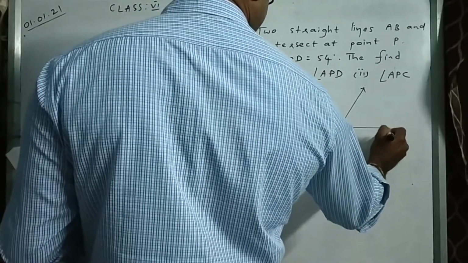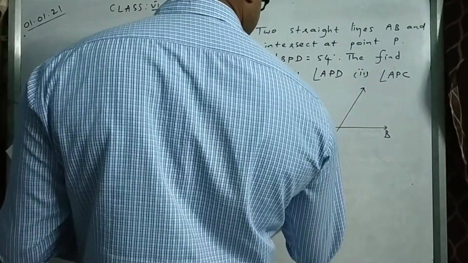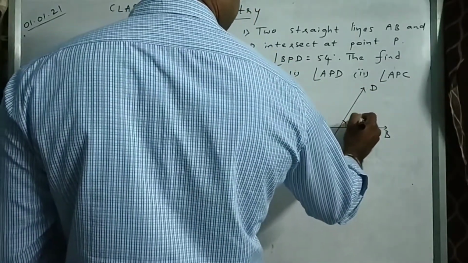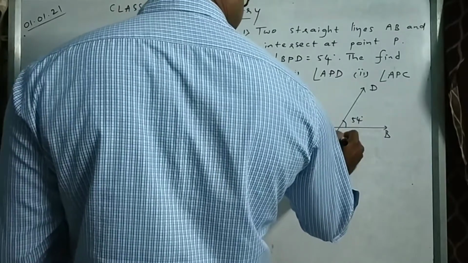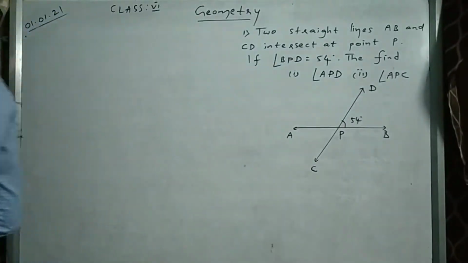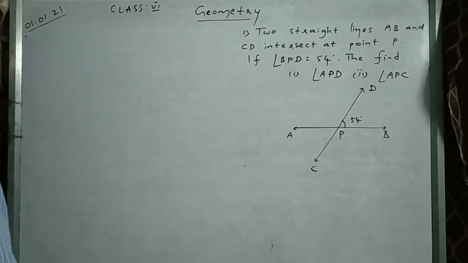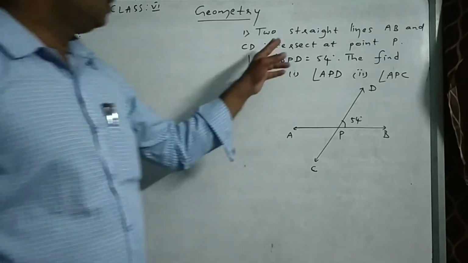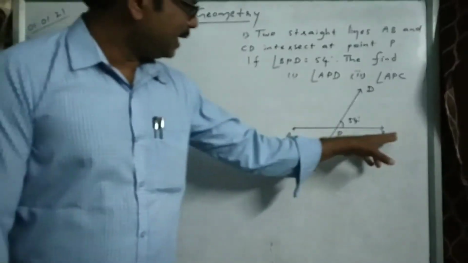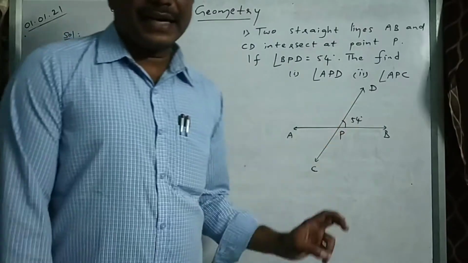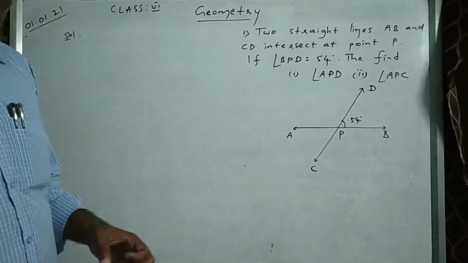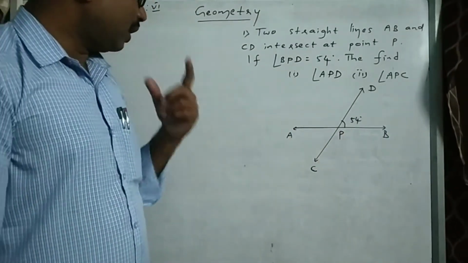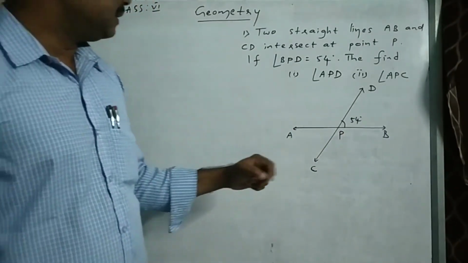So A, B, C, D. 54 degrees is here. The intersection point is P. Okay, so first, what is given here? Look at the question carefully. Two straight lines AB and CD are intersecting lines. What did I tell you about intersecting lines? Since they are meeting at one common point, they are called intersecting lines.